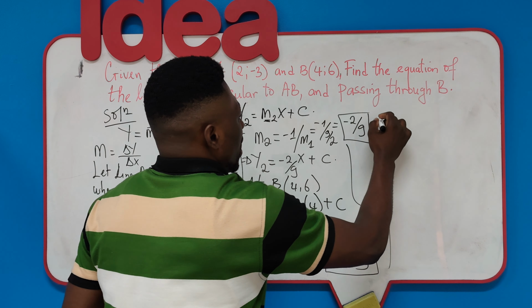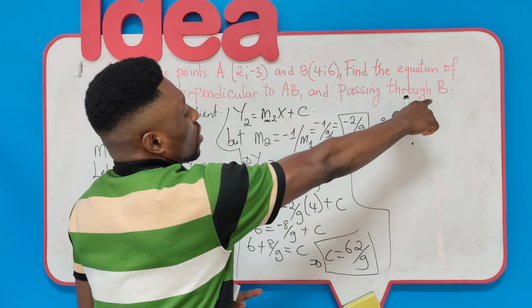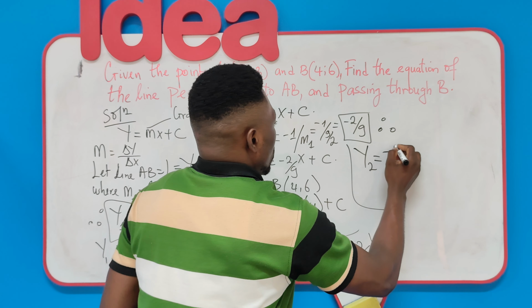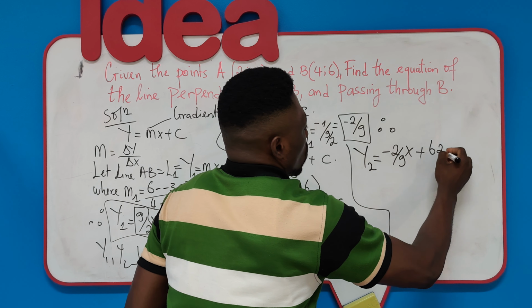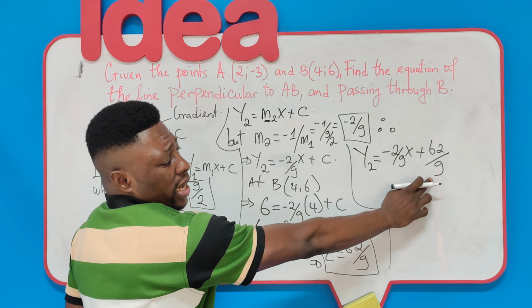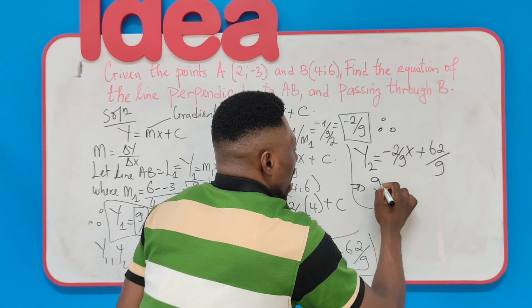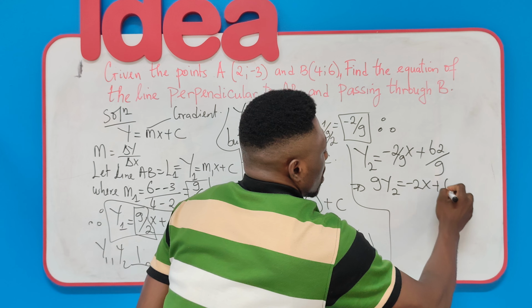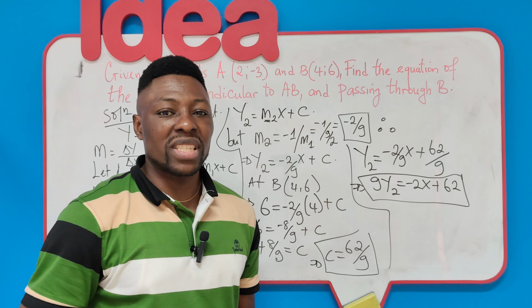So, therefore, the equation of the line perpendicular to AB and passing through B is y2 equals the gradient -2 on 9x plus the y-intercept 62 on 9. You can further simplify this by multiplying all through by 9, okay? So that we don't have fractions left and right. This means 9y2 equals -2x plus 62. This is how simple this thing is, because tomorrow will certainly be better.